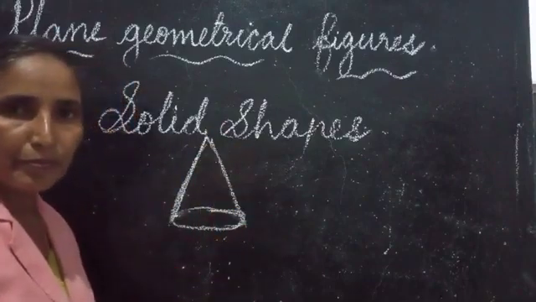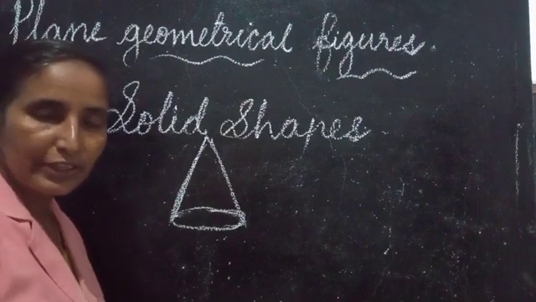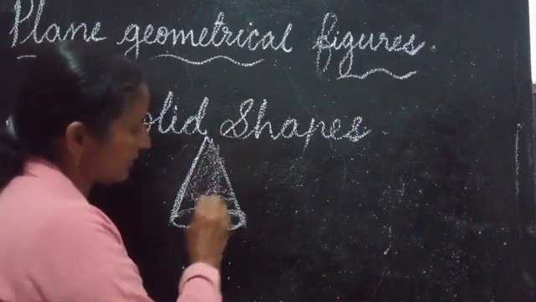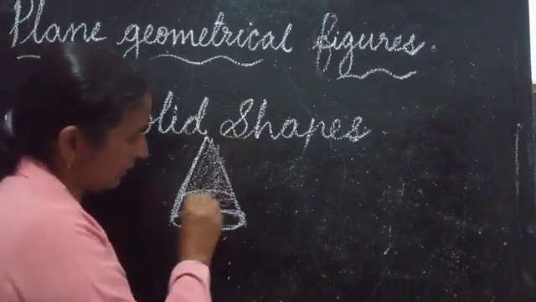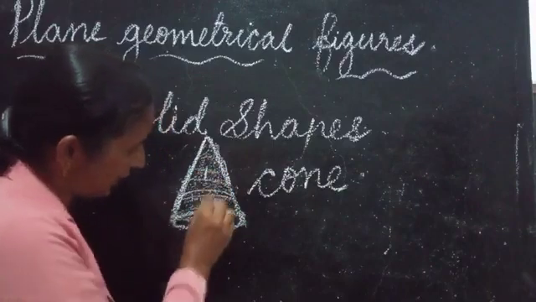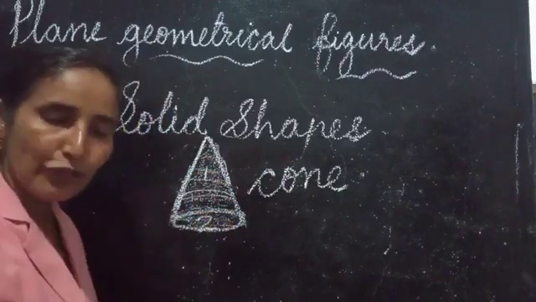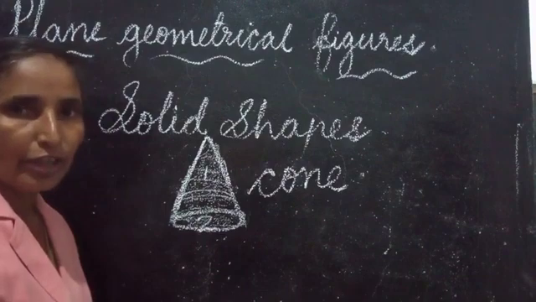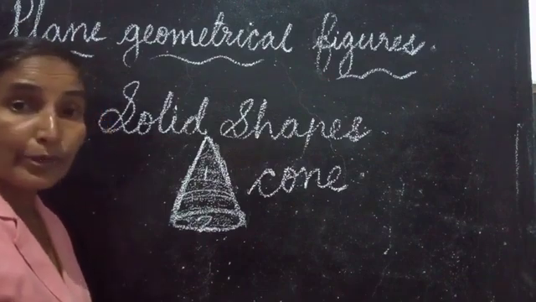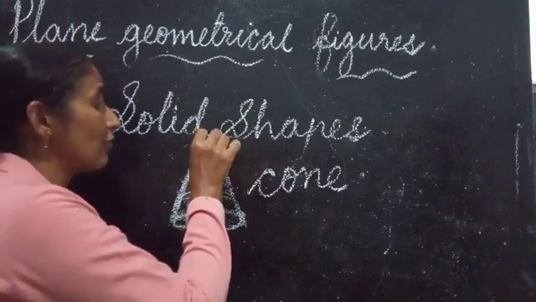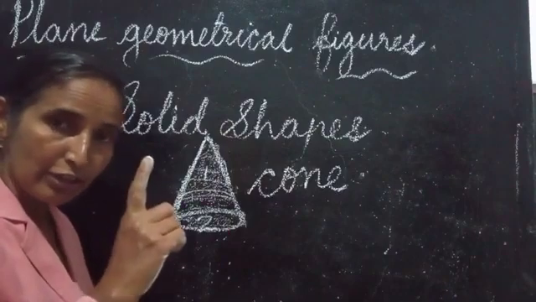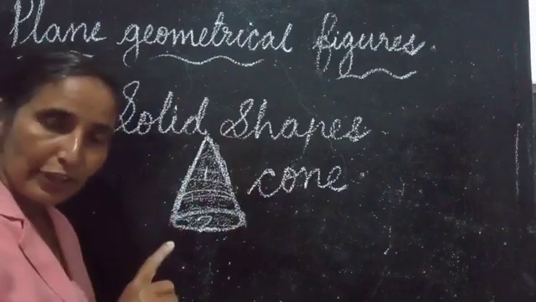Cone. Here when you see, look at the faces. This is one face. Which face is this? Curved like this, a curved face. One face and two faces. The two faces are there for a cone. How many corners are there? A cone has only one corner. Cone is having one corner, two faces.